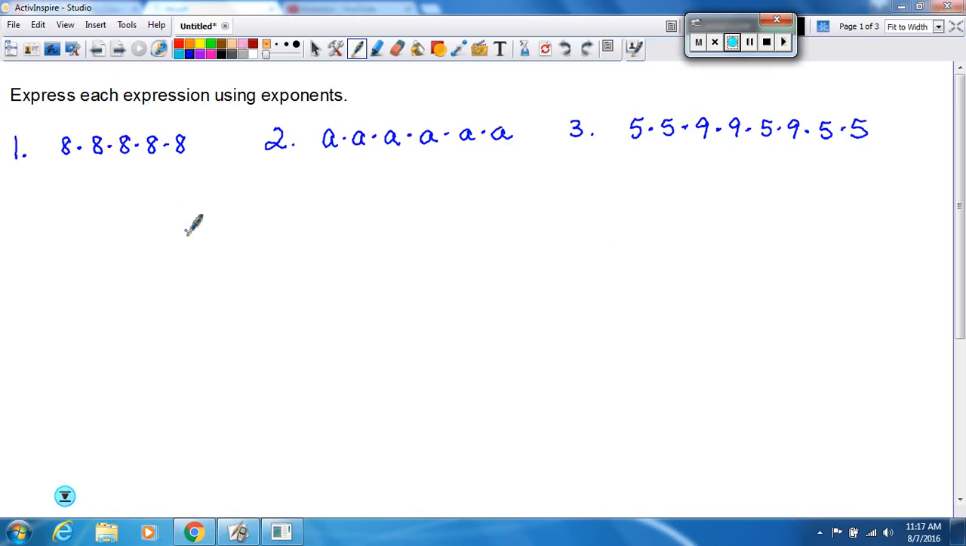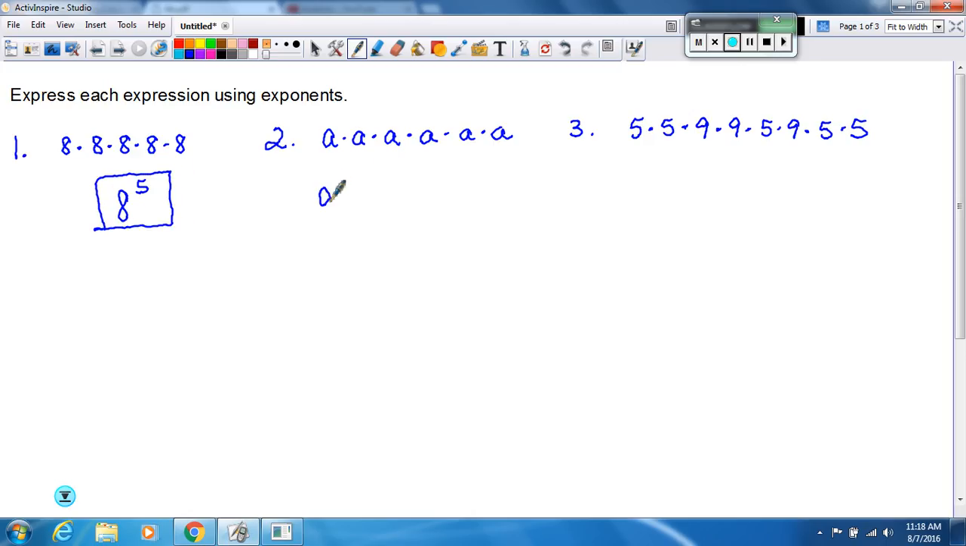The first thing we're going to do is express each expression using exponents, and all you do is notice what kind of thing you have. For example, we have 8s here. Now this does not say evaluate. Evaluate is when you're going to have a final numerical answer. Express is just rewriting. So we have 8s here, and then you count how many of them you have. You have 1, 2, 3, 4, 5 of them. That becomes your exponent, and that's the answer to that one.